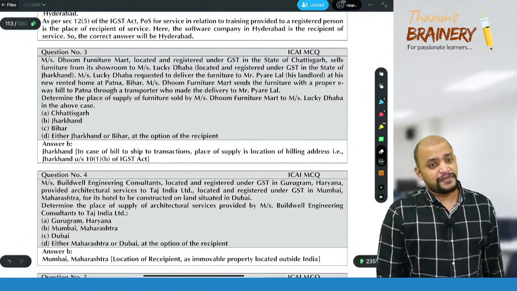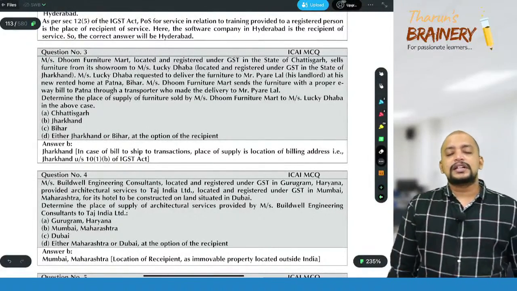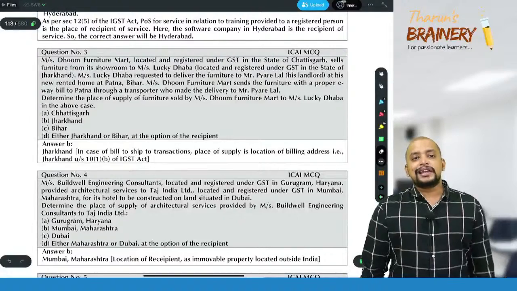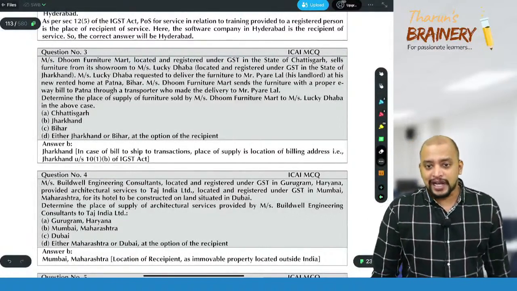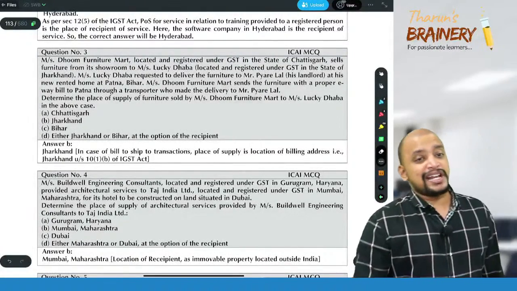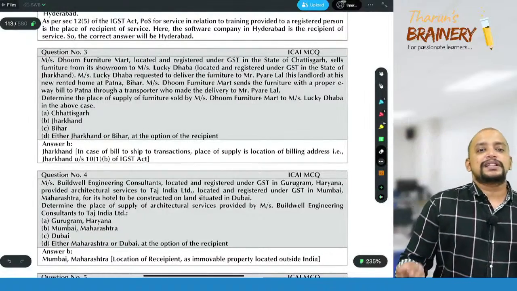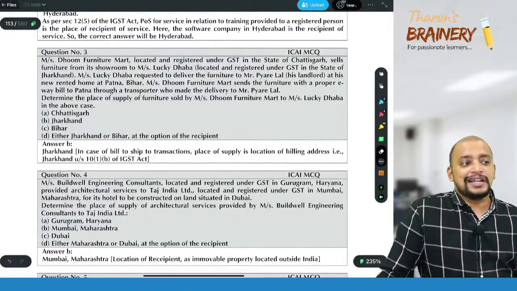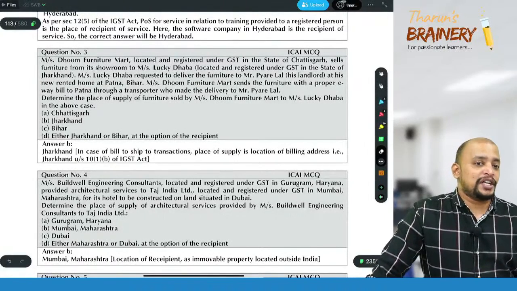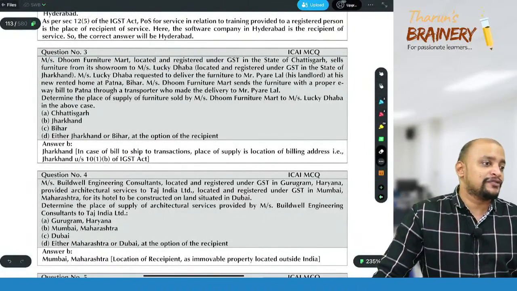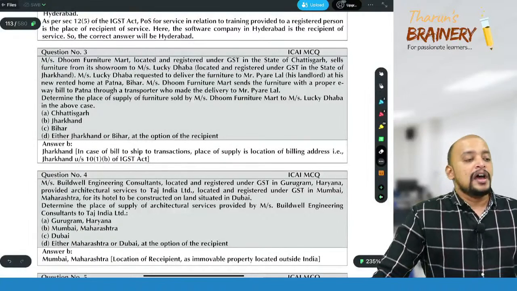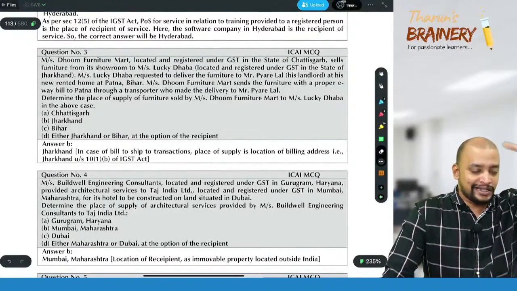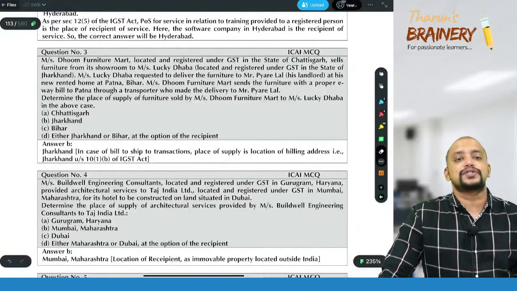Determine the place of supply of furniture sold by Doom Furniture Mart to Lucky Daba in the above case. First, is it goods or services? We need to check. So it is goods. In case of goods, we need to take section 10. As per section 10, we need to check whether it is supply involving movement of goods, supply does not involve movement of goods, bill to ship to transaction, or installation, or supply on board a conveyance. 5 situations are there. Out of that 5 situations, which situation it is?